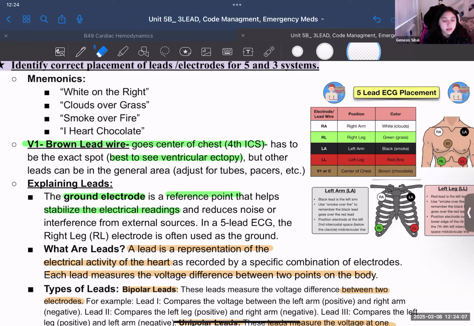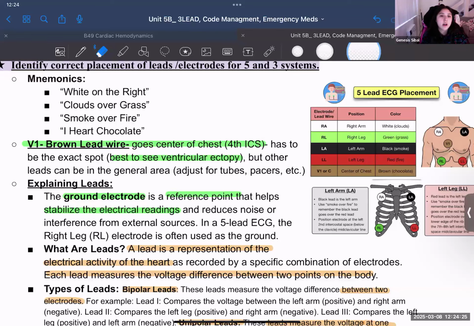So for mnemonics, I think we all know the mnemonics like clouds over grass. So you know that the white lead is going to be over the green one. You know the black lead is going to be over the red one, smoke over fire. And then you know that "I heart chocolate" is basically the V1 that goes into the center of your chest. That's the brown one, right?